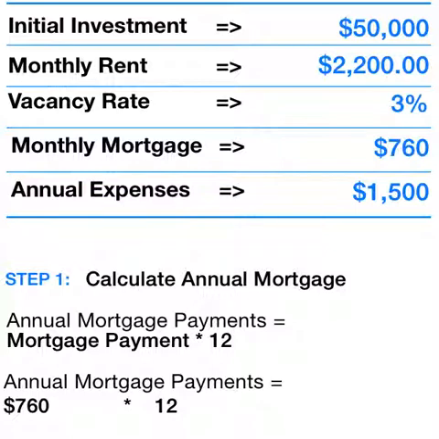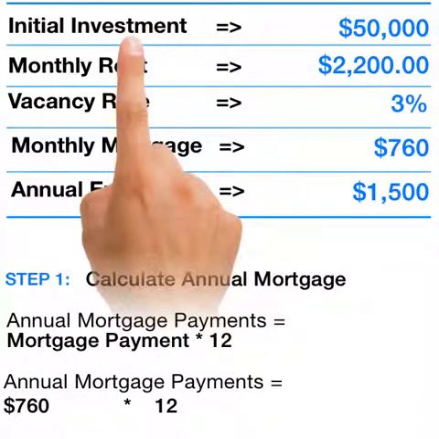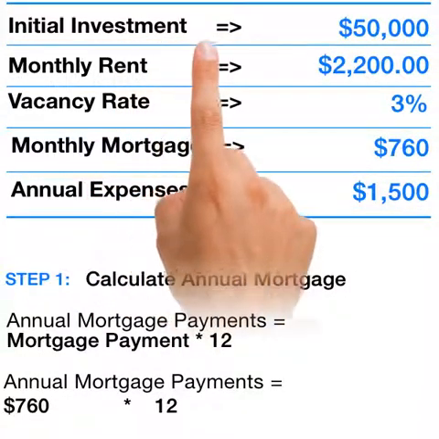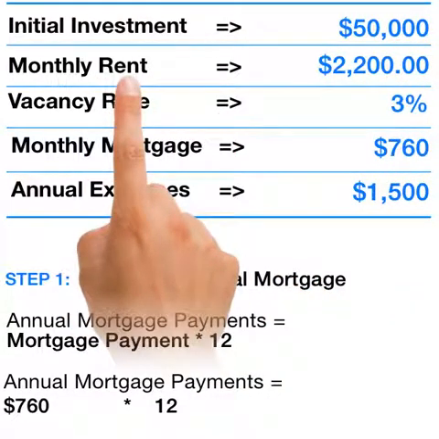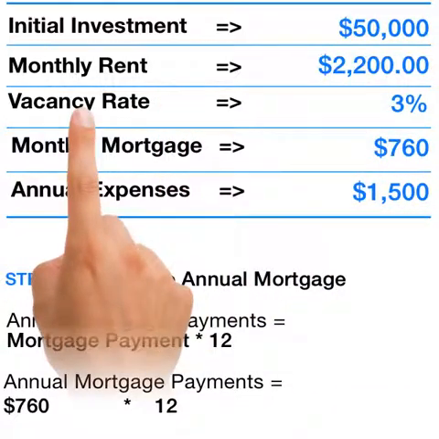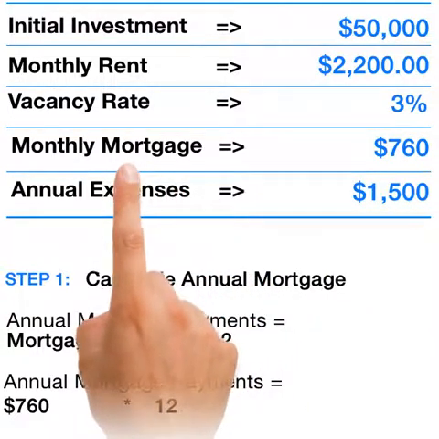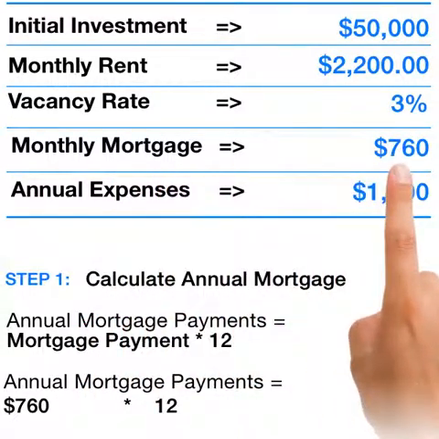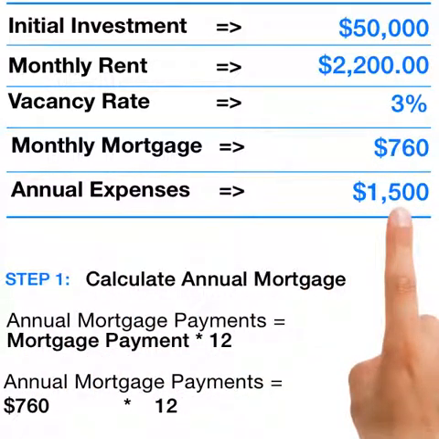So with that said, let's go over a simple example. Let's say that you are buying a rental property and you put in an initial investment of $50,000, and you expect to have a monthly rent of $2,200 and a vacancy rate of 3%. You expect your monthly mortgage to be $760 and your annual expenses to be $1,500.